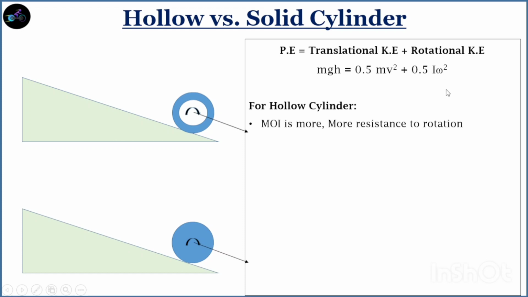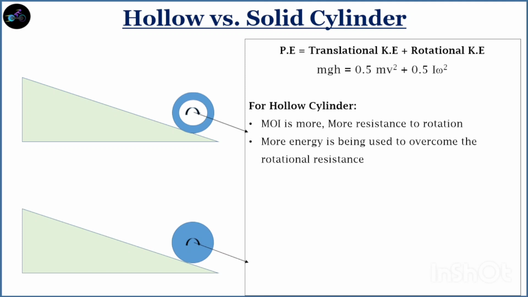All right. So for the hollow cylinder, the moment of inertia is more. Why? Because the mass is distributed away from the center. As I told before, if the mass is distributed away from the center, the moment of inertia will be more. Okay. That means it has more resistance to rotation. Now since it has more resistance to rotation, it will need more energy to overcome the rotational resistance.